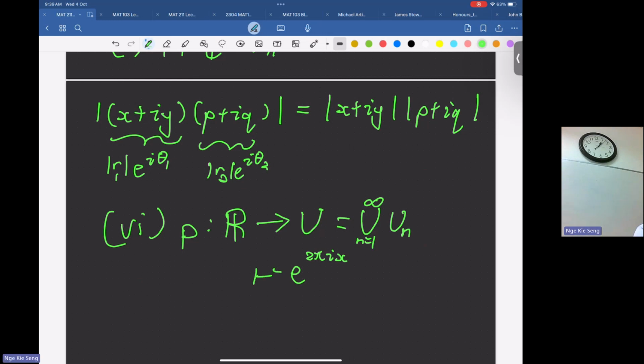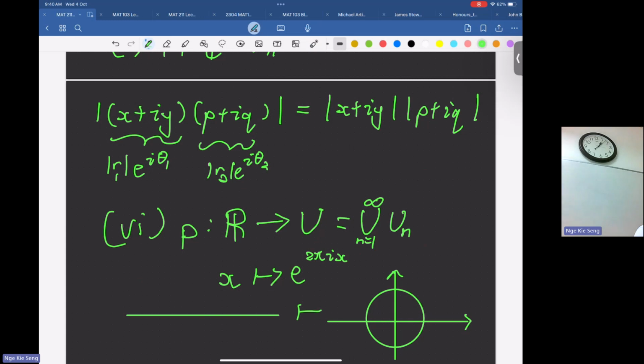And then what's this map? I send x to e to the 2 pi i x. What is this? This is something you see in calculus 2, but not described in this way. What is e to the 2 pi i x? What's the length of this? The length of e to the 2 pi i x is just 1. So this is precisely the unit circle. I send the real line to the unit circle.